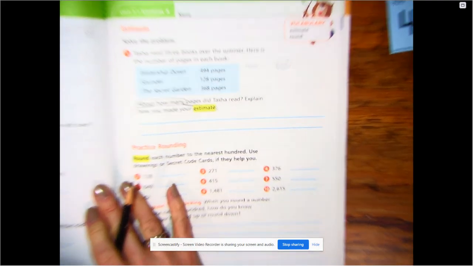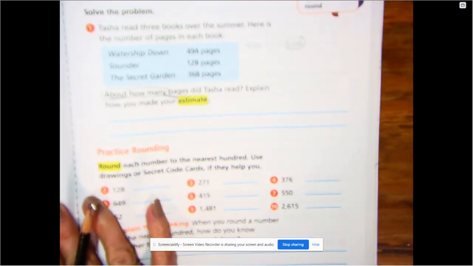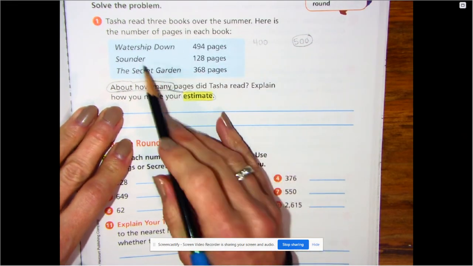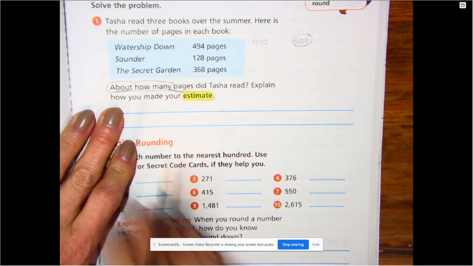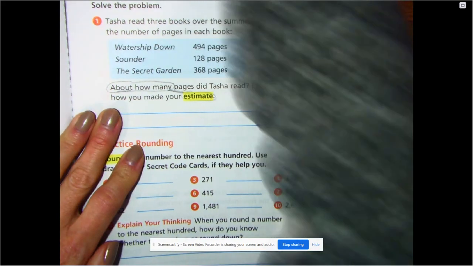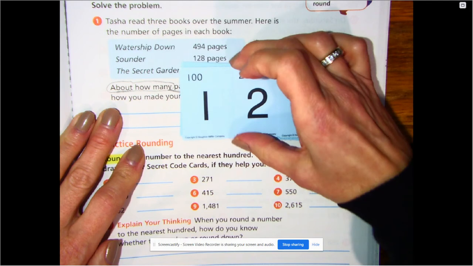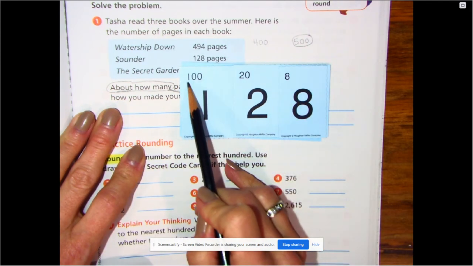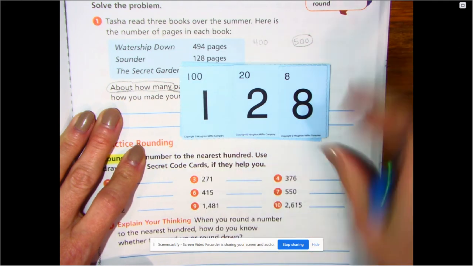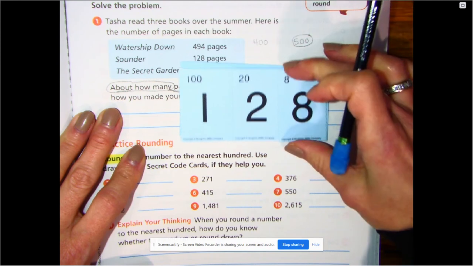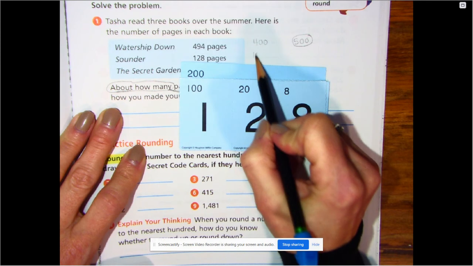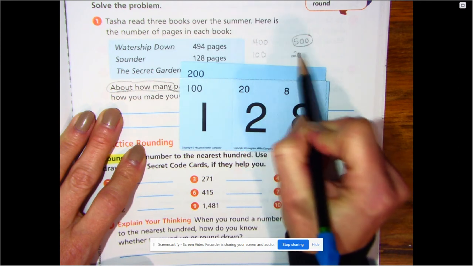Let me zoom that in for you. There we go. So now the book Sounder, 128 pages. So here are my secret code cards. 128. I already know, using my secret code cards, it's between 100, and then if I add another 100, because I'm rounding to the nearest 100, it's going to be between 100 and 200. So I'm going to write that over here, 100 and 200.